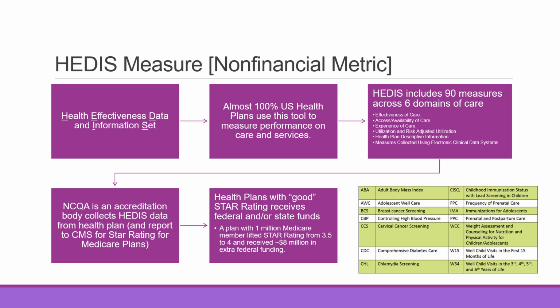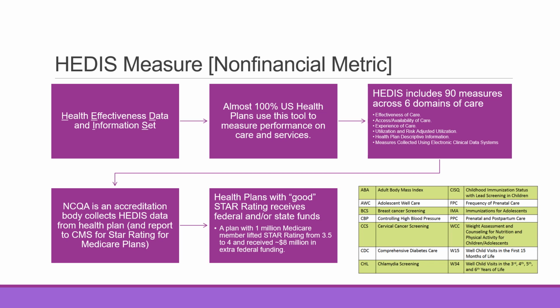So just like how pharmacy school has ACPE as an accreditation body to put a minimal standard on what type of pharmacy school education is needed to nurture the pharmacy students, the same goes for the quality measures in healthcare too. NCQA is an accreditation body that lays out the HEDIS standard and also collects the HEDIS data from the health plan and reports to CMS for star rating for Medicare plans.